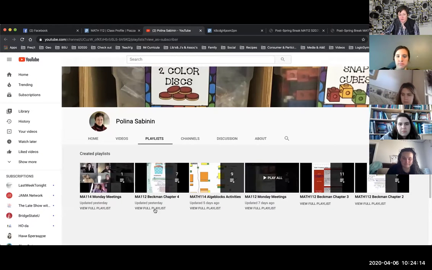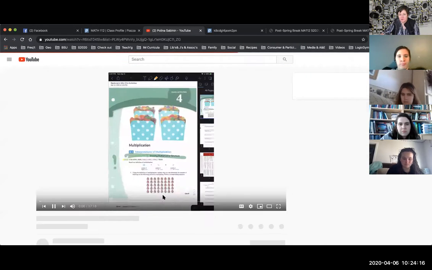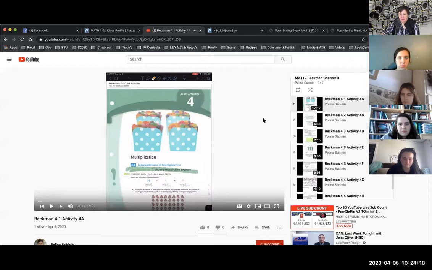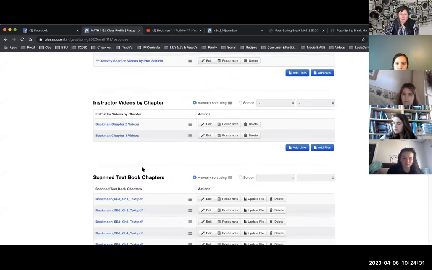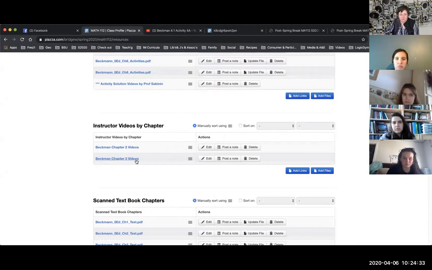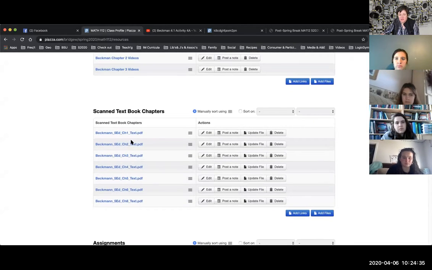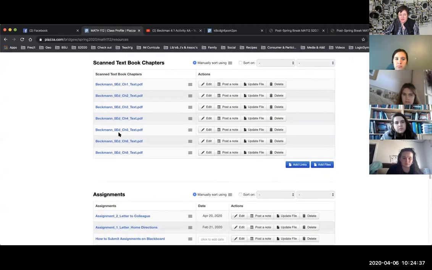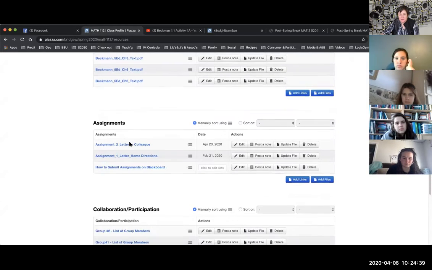So you can look through those, and let's say this is chapter 4. There is a list of activities and my explanations of activities on the right. Those are all of the activities that are highlighted in green. Okay. And I just forgot to put the link to chapter 4 here. I'll do that. The textbook chapters I've also scanned in, and they're here. And the assignment 2, letter to the colleague, is here. The link is there.